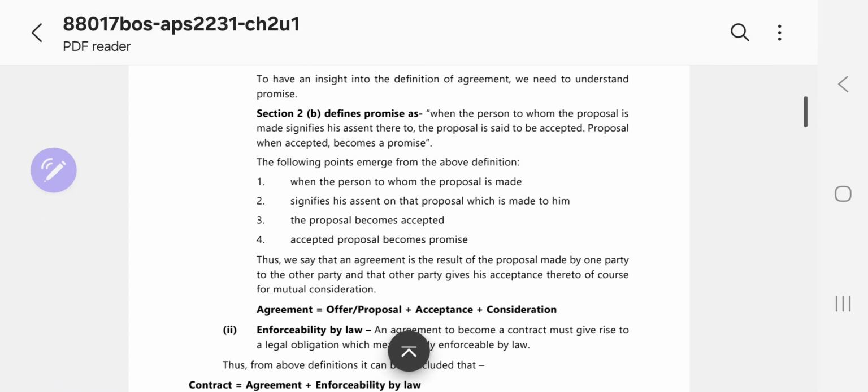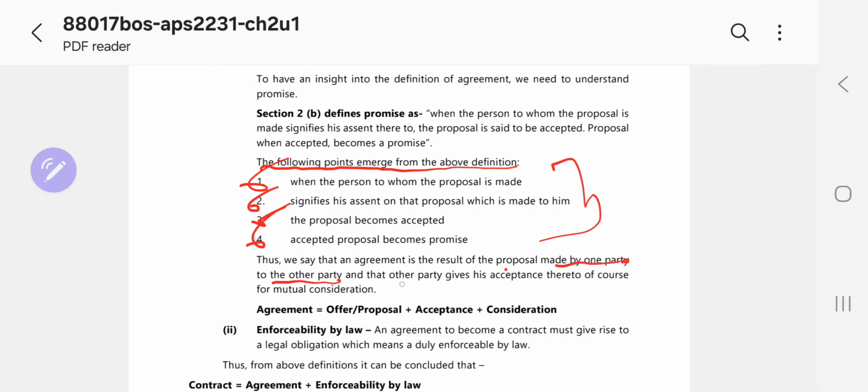So here you can see the following points emerge from the above definition. First one is the person to whom the proposal is made. Second one is signifies his assent on that proposal which is made to him. The proposal becomes accepted, then the accepted proposal becomes promise. Okay, these are the points which come from the promise definition. Thus we say that an agreement is the result of a proposal made by one party to another party, and that other party gives his acceptance thereto, of course with mutual consideration.